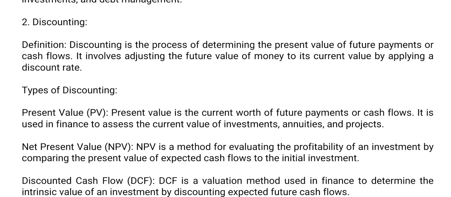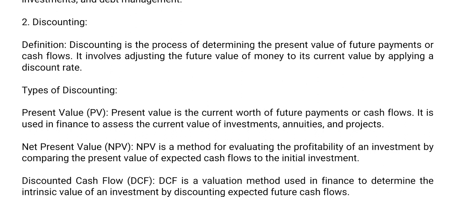Then discounting. Discounting is the process of determining the present value of future payments or cash flows. It involves adjusting the future value of money to its current value by applying a discount rate. Types of discounting. Present value.